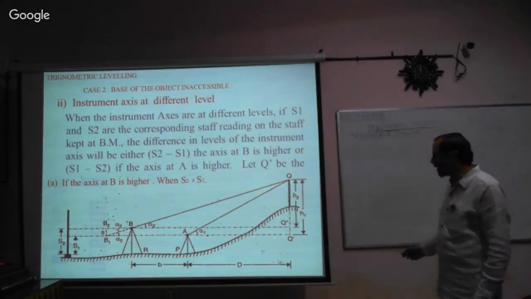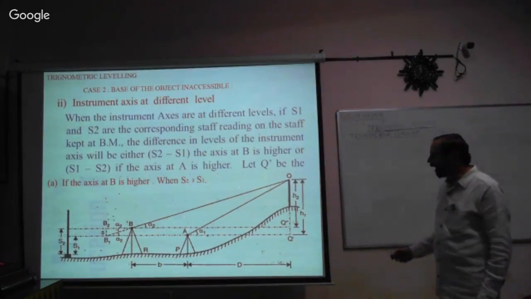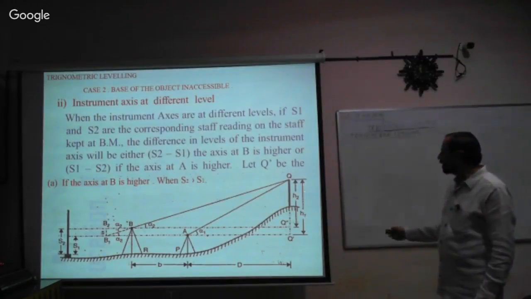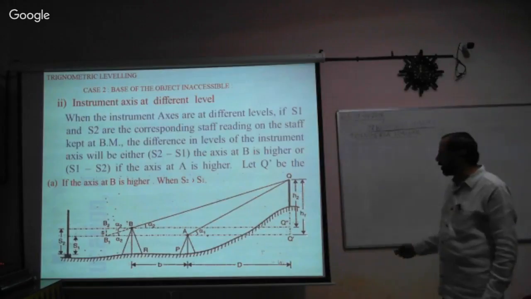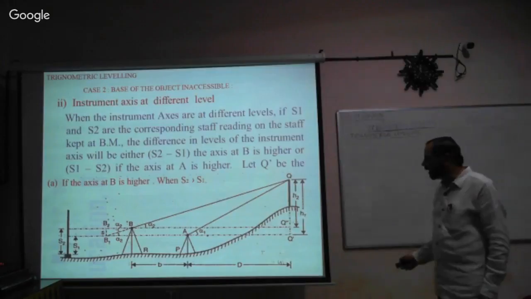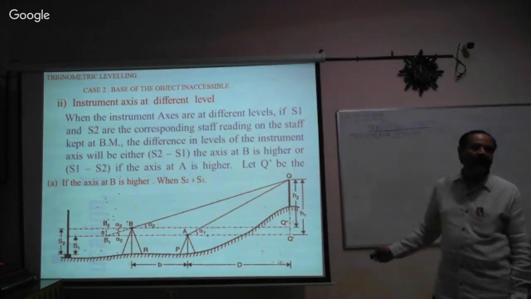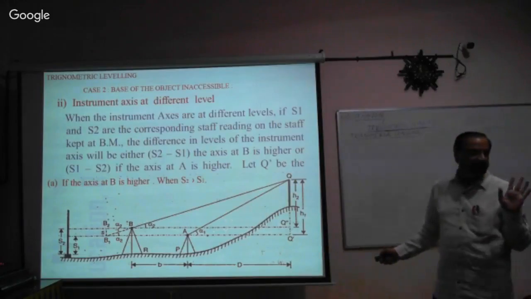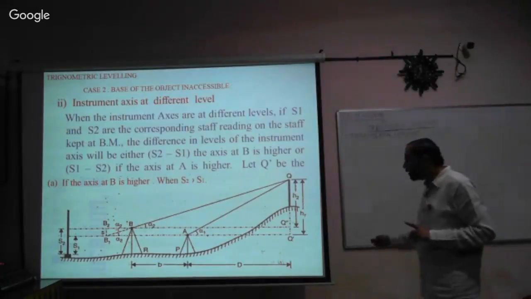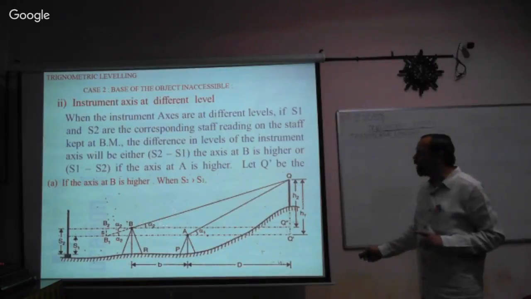If you consider the first triangle, Q dash, an equation can be formed for H1. H1 is equal to D into tan alpha 1, isn't it? Then the first part we have solved. And H2 is equal to D plus B, tan alpha 2.